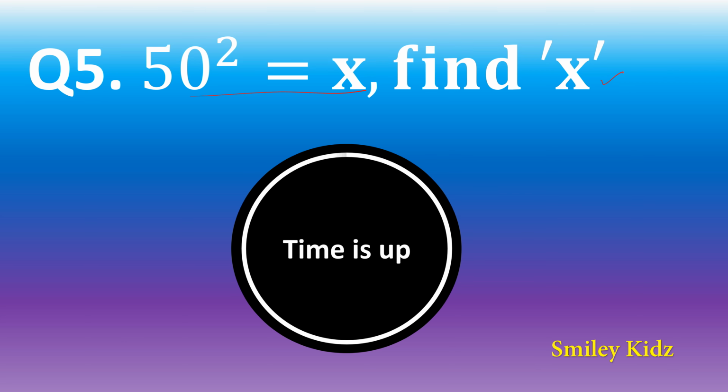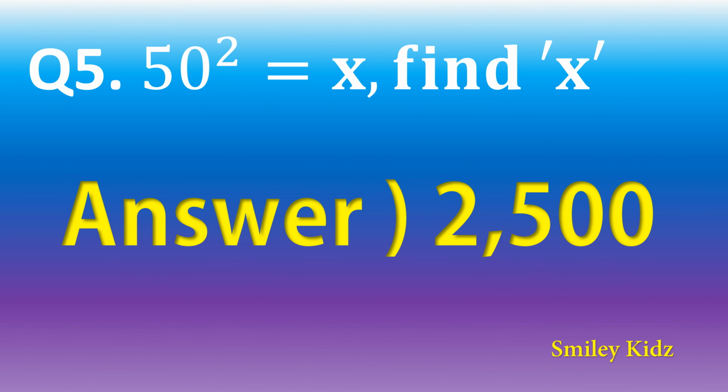Your time is up. And the right answer is 2500. 50 square means 50 into 50. 5 into 5 is 25. Add the left out zeros at the end. It will be 2500. 50 square is equal to 2500.